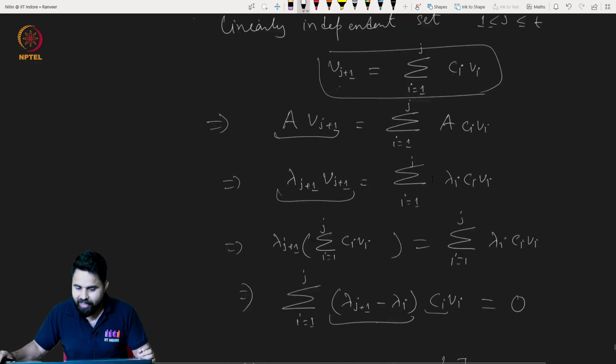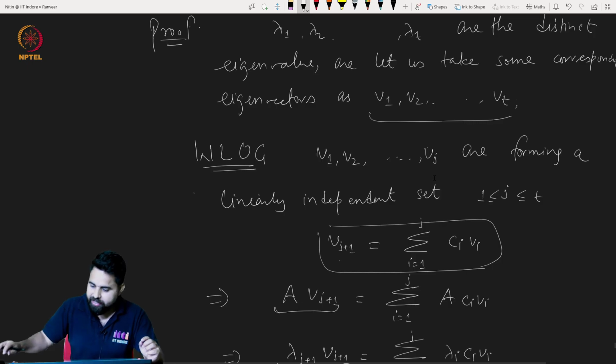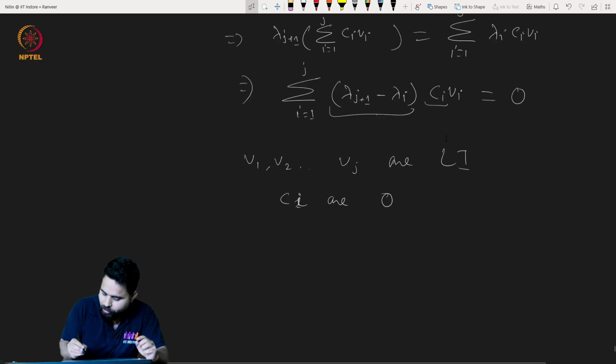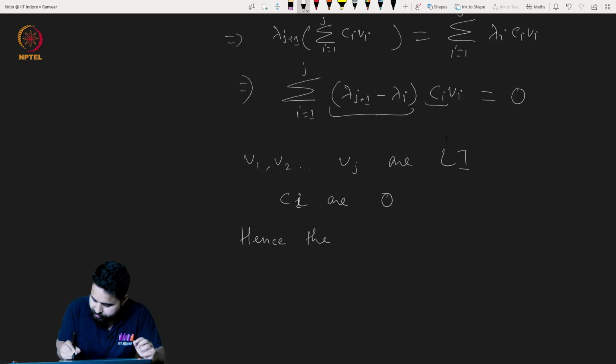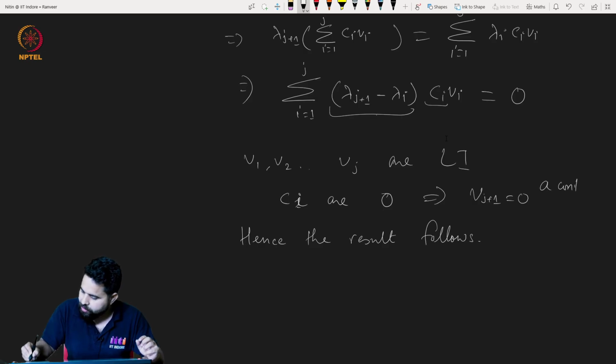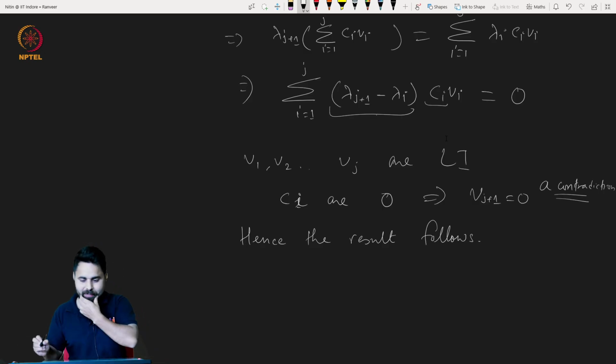Hence your theorem is true. Hence the result follows. This implies that v_{j+1} is 0, a contradiction. Very, very good. Very, very simple.